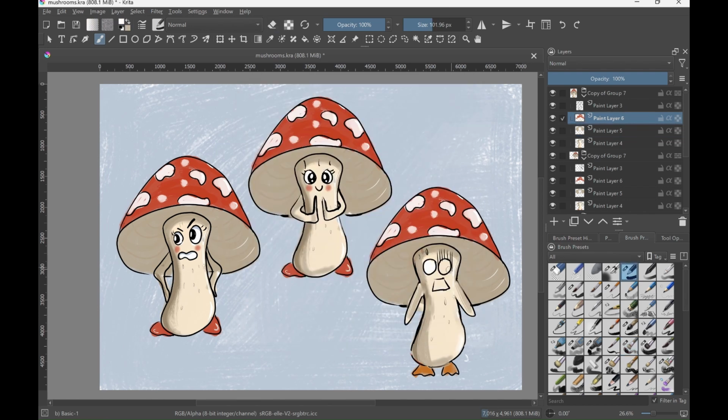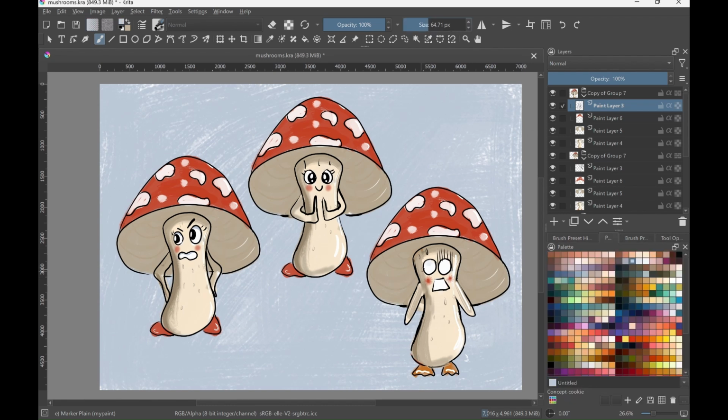I'm quite happy with this image, how it went. Yes, I like it a lot, how this one came. While doing this, I realized that I need to add also some highlights to everyone, and basically that is it.